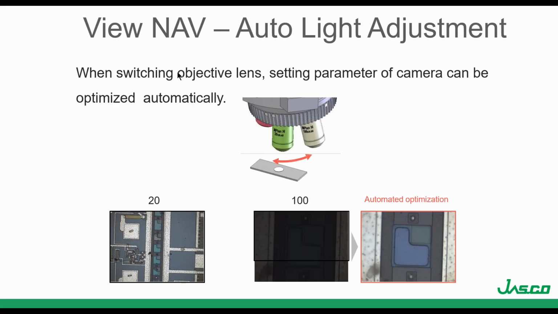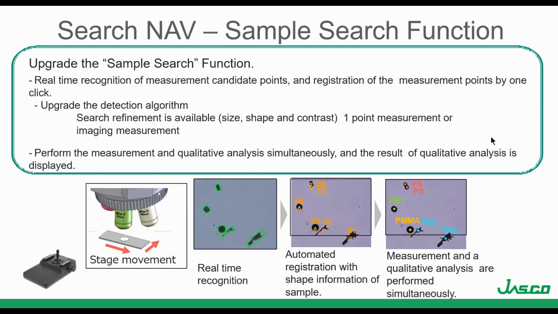The next feature is called View Nav, and this is just going to help with the auto alignment and the auto light adjustment, and it is especially effective when we go from 20 to 100x. When we switch, everything is going to be optimized, the gain of the camera and the light. For those samples that are really difficult to find, those two features that I showed, autofocus and the auto light adjustment, are very helpful to find those very challenging samples, or sometimes powder or particles.